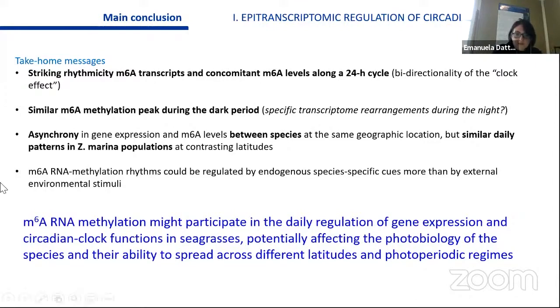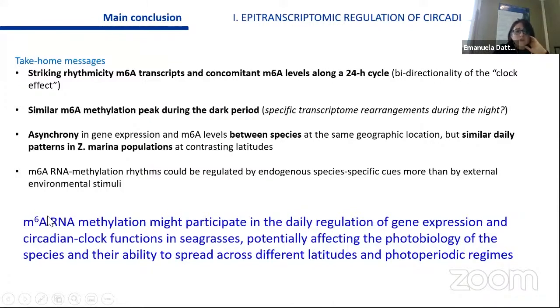We also observed an asynchrony in gene expression between species at the same geographic location and a similar pattern of expression between populations of the same species. This could suggest that the regulation of the expression of these genes is under endogenous control, and it could also be related to the difference of the two species in the use of energy during the day.